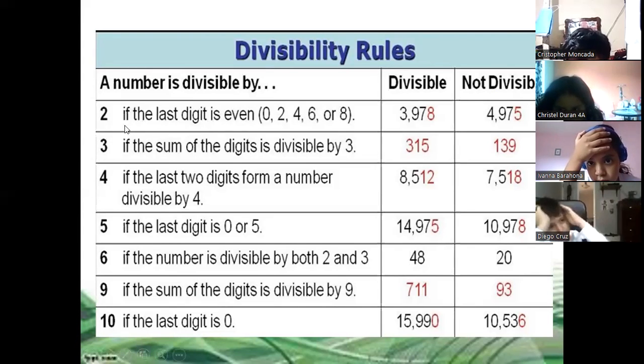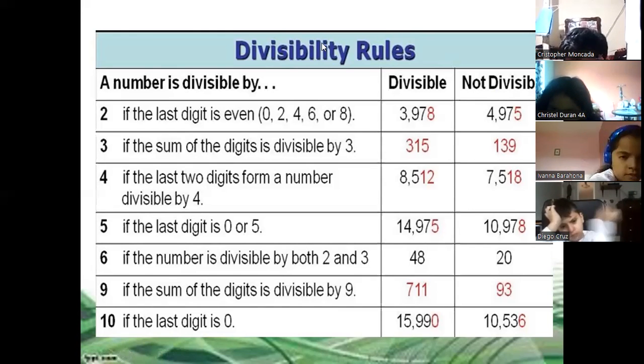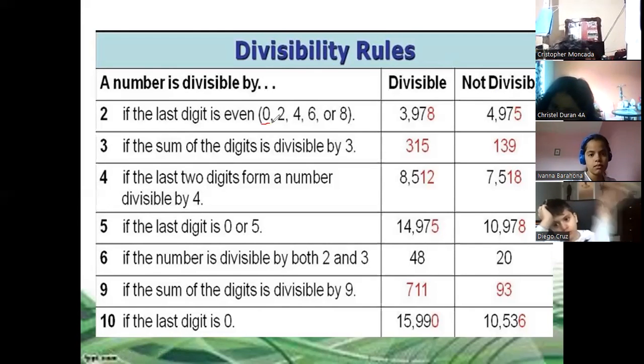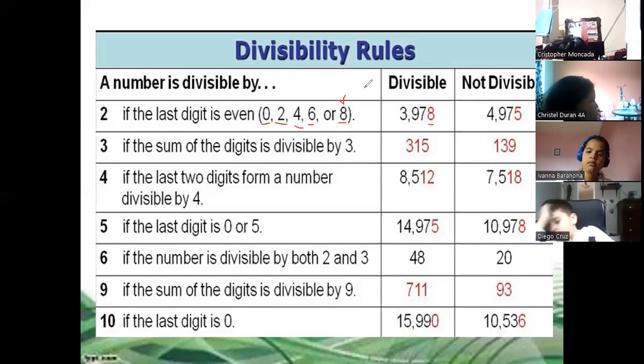A number is divisible by 2 if the last digit is even. Divisible by 2 if the last digit finishes in 0, 2, 4, 6, or 8. Example, 3,978 is divisible by 2. Yes, because the last number is an even number. Es un número par. Even means par.